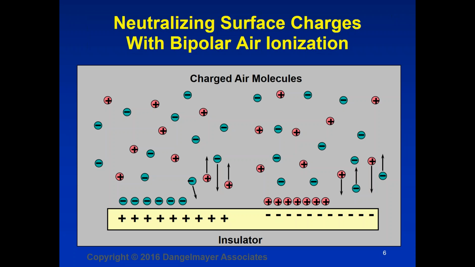If the surface is positively charged, it's going to attract negative ions from the air, and if it's negatively charged, it's going to attract the positive ions from the air, and it's only going to attract as much as it needs to neutralize the surface. And when we talk about ionizers, we're talking about ionizers that use some sort of process to charge the gas molecules in the air. Next slide.